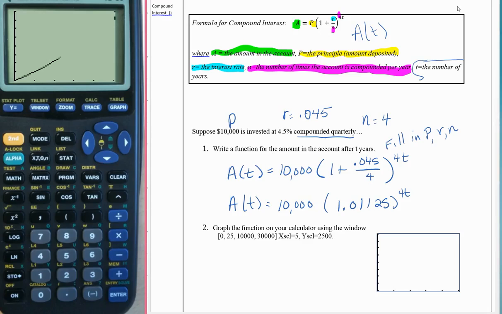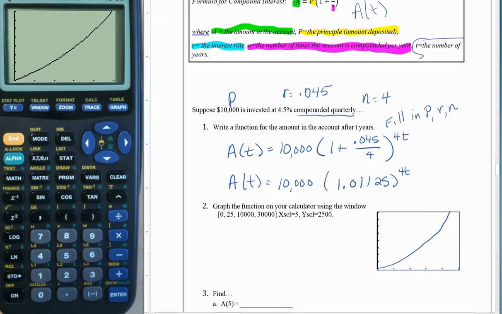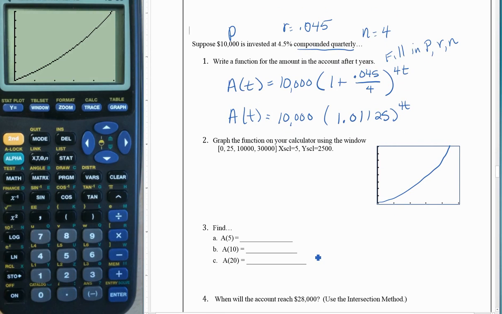Okay, so here's our graph. We can see that our bank account is growing. So we're not saying we're putting any more in our bank account. We're saying that the interest is adding to our bank account. Okay, and just notice this is what's happening over a total of 25 years. You can see it goes off the screen, and our maximum here was 30,000. So over 25 years, it's gone from 10,000 to over 30,000.